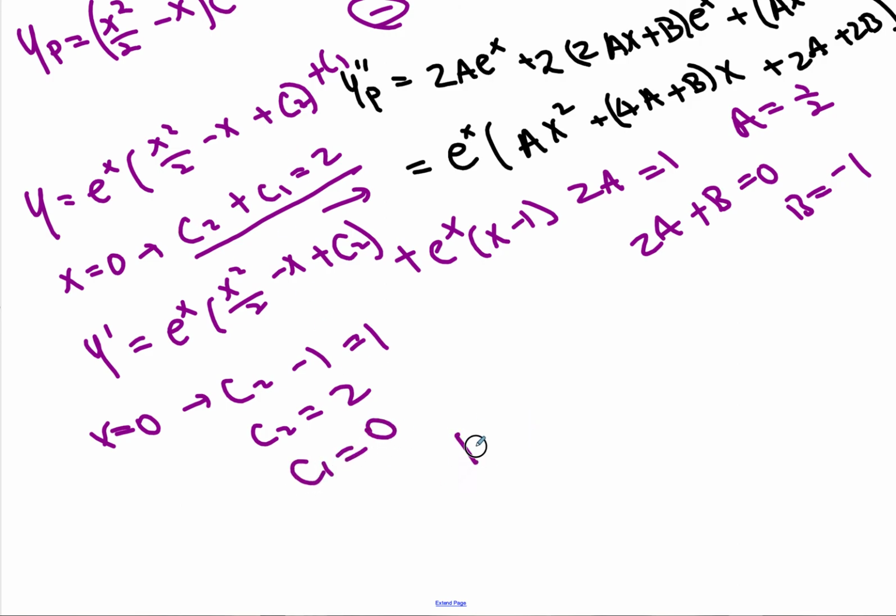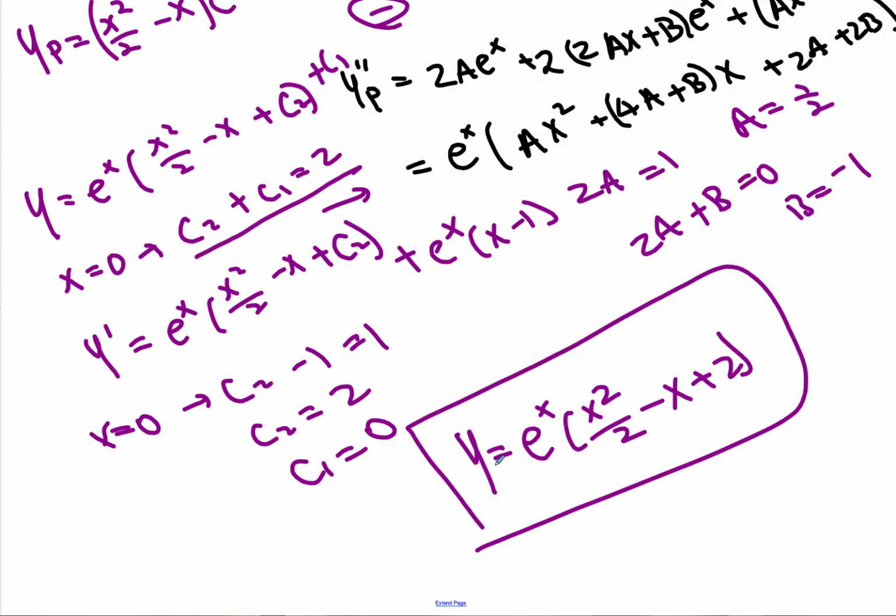So I think we got the final answer. y equals e to the x times x squared over 2 minus x plus 2, and c sub 1 is equal to 0. So that becomes our final solution.